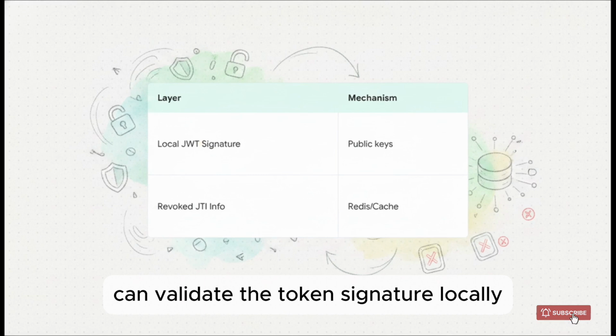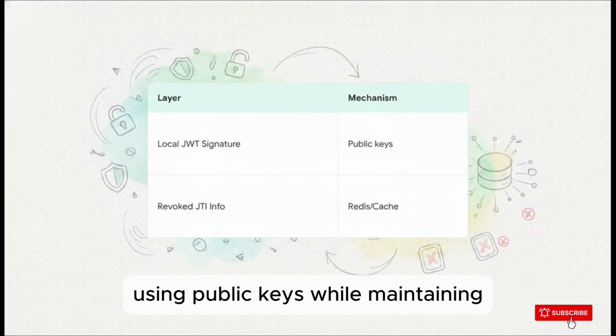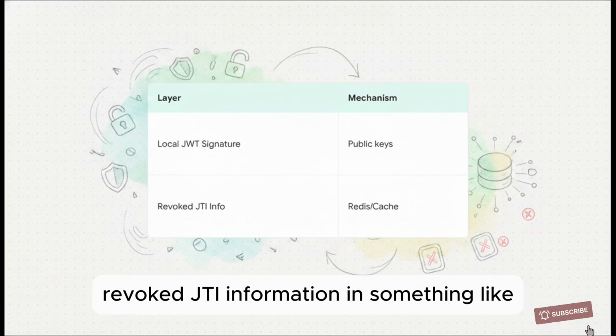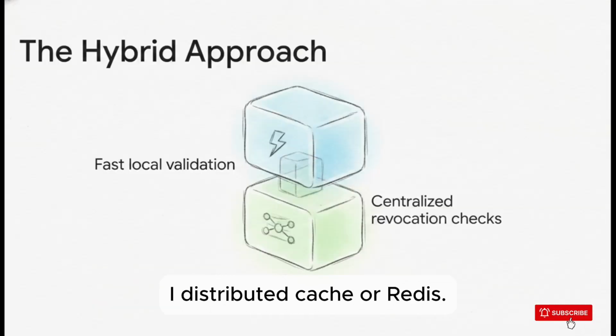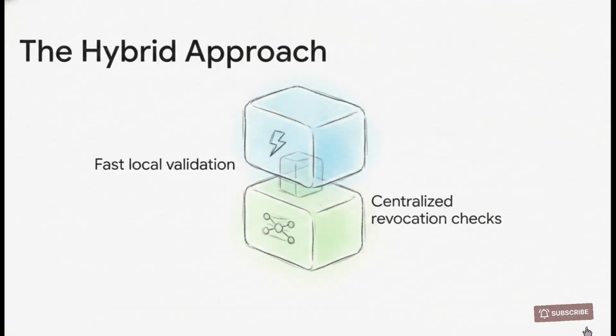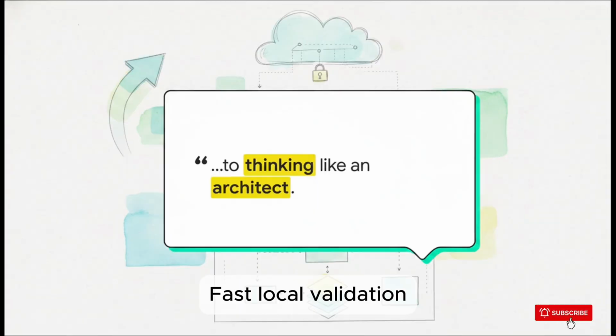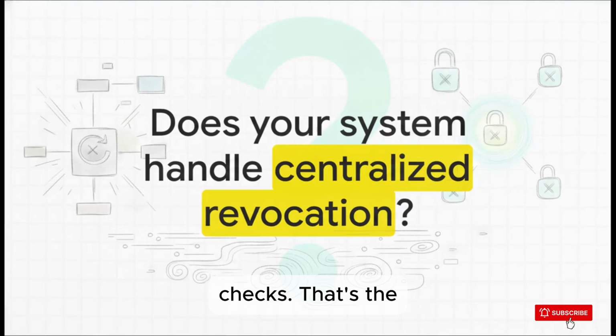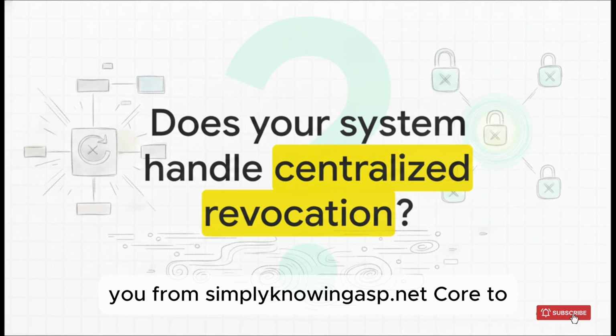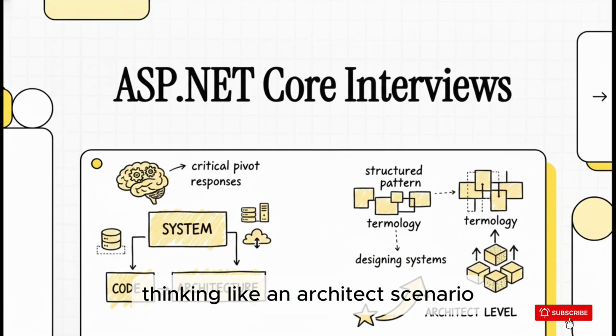You can validate the token signature locally using public keys, while maintaining revoked JTI information in something like IDistributedCache or Redis. That gives you a hybrid approach: fast local validation plus centralized revocation checks. That's the kind of answer that moves you from simply knowing ASP.NET Core to thinking like an architect.